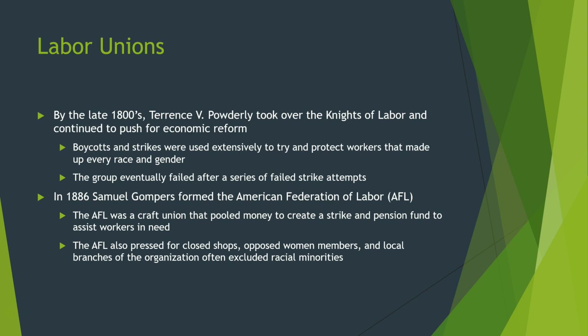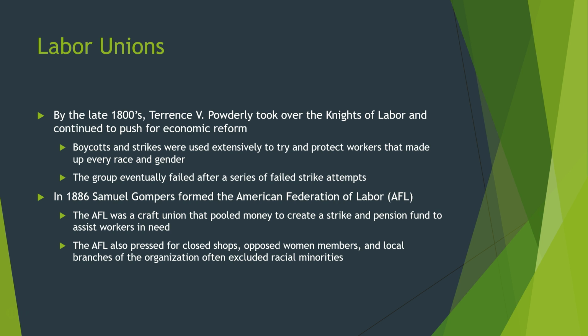The AFL was a craft union that pooled money to create a strike and pension fund to assist workers in need, something that the Knights of Labor didn't have. And so when you've got this fund set up to support your workers as they strike, it makes it much easier for them to survive during these issues.